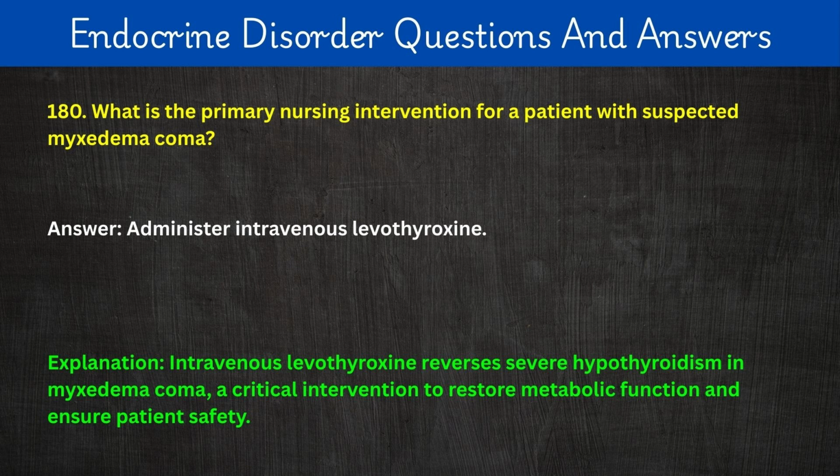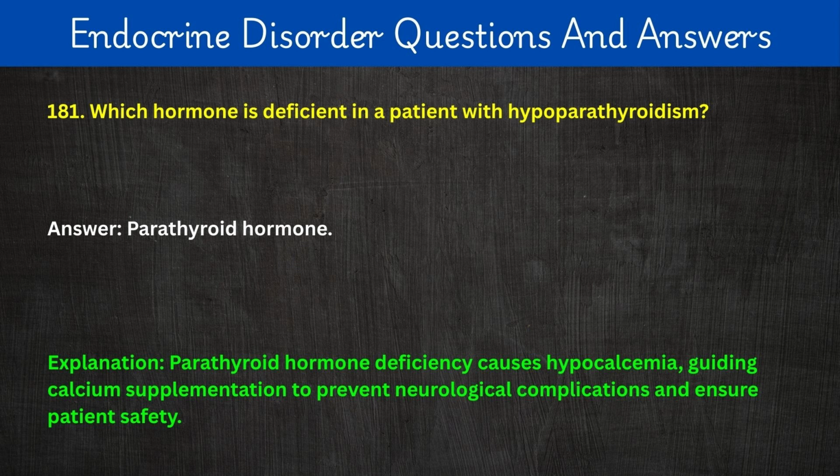Answer: administer intravenous levothyroxine. Explanation: intravenous levothyroxine reverses severe hypothyroidism in myxedema coma, a critical intervention to restore metabolic function and ensure patient safety. 181. Which hormone is deficient in a patient with hypoparathyroidism? Answer: parathyroid hormone. Explanation: parathyroid hormone deficiency causes hypocalcemia, guiding calcium supplementation to prevent neurological complications and ensure patient safety.